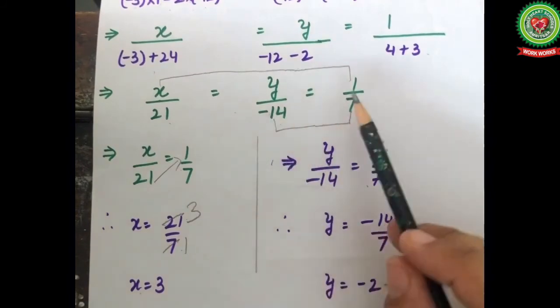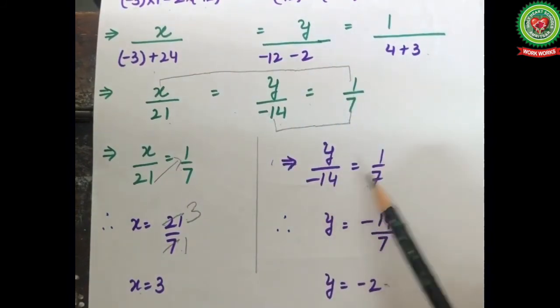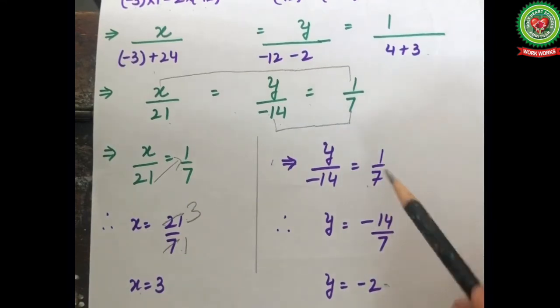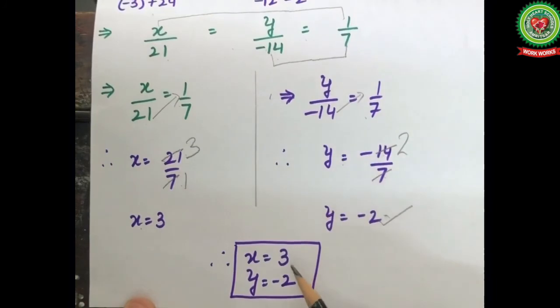Now on solving second and third, we get y upon minus 14 equal to 1 upon 7. So minus 14 will be shifted to this side. So we get y equal to minus 14 upon 7. So on doing the cutting, we get y equal to minus 2. So therefore, x is equal to 3 and y equal to minus 2 is the solution for this sum.